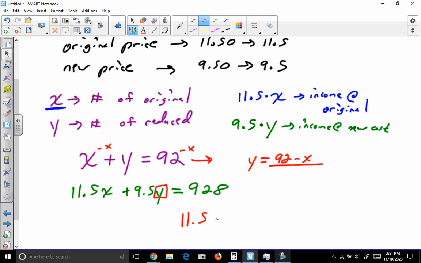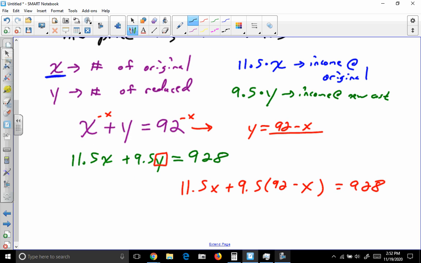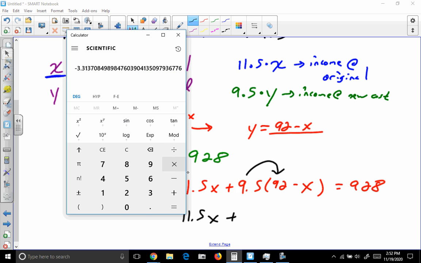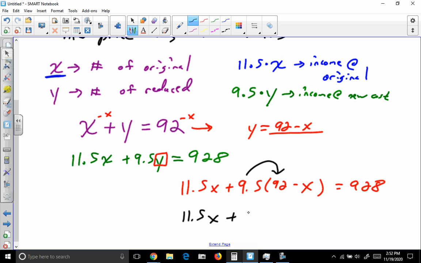So 11.5x plus 9.5 times whatever y is gives us 928. Well, y is that whole thing, 92 minus x. So we have an 11.5x. We have 9.5 times 92. For time's sake, let's just use our calculator. And that would be 874. 9.5 times minus x, positive times negative is negative.